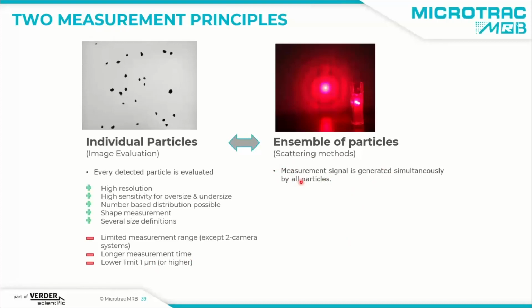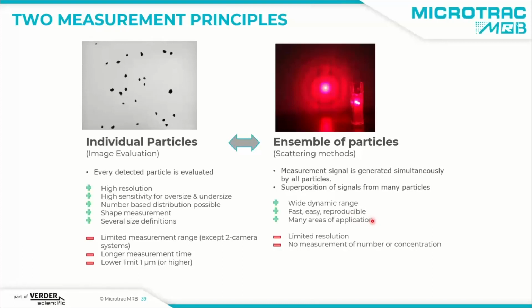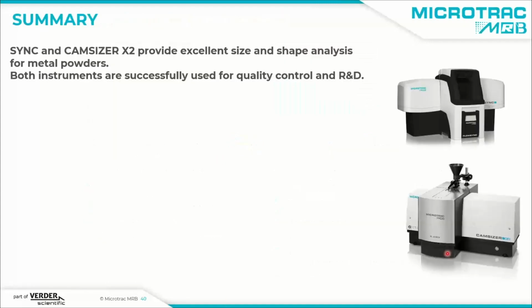For the diffraction methods, the measurement signal is generated simultaneously by all particles. It's a superposition of the signal of many particles. Advantage is we have a wider dynamic range. It's very fast, easy, and reproducible. You have very many areas of application. Laser diffraction is the de facto standard for quality control in many industries, but resolution is limited. You cannot measure number or concentration, and also no reasonable number-based distributions. You do not get particle shape, and you have a lower sensitivity for oversize and undersize than you have with image analysis.